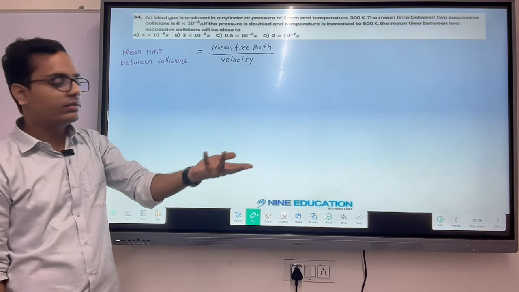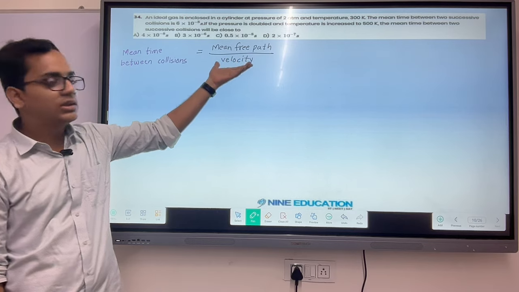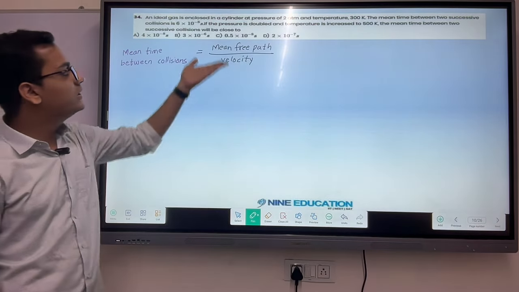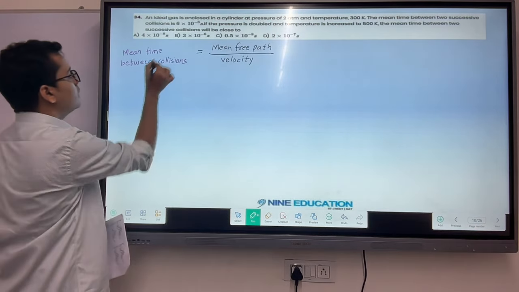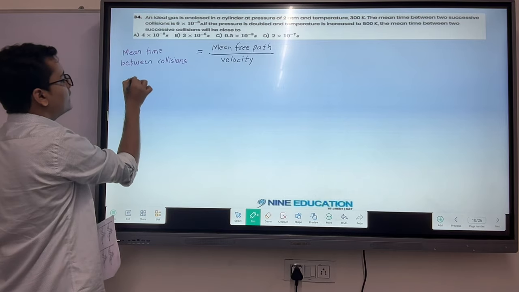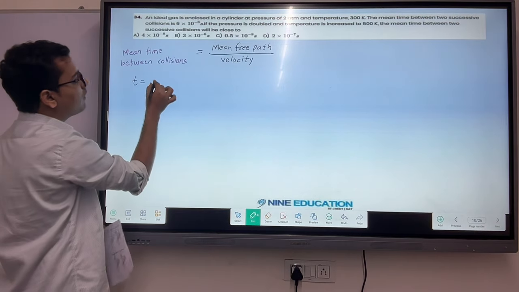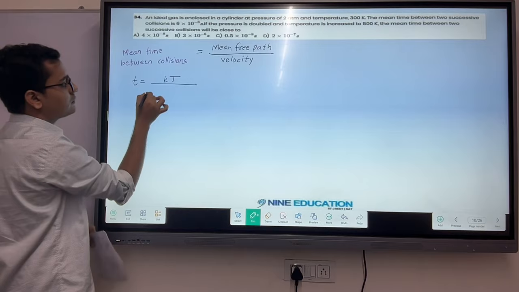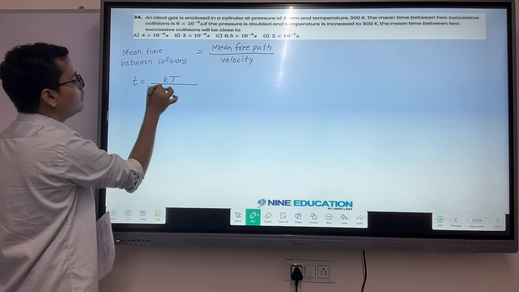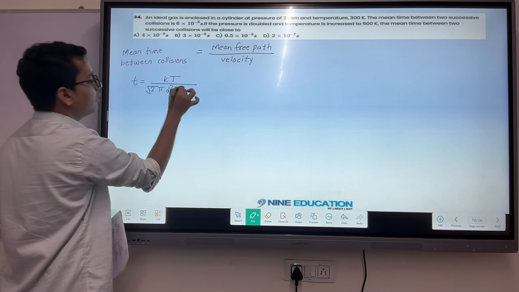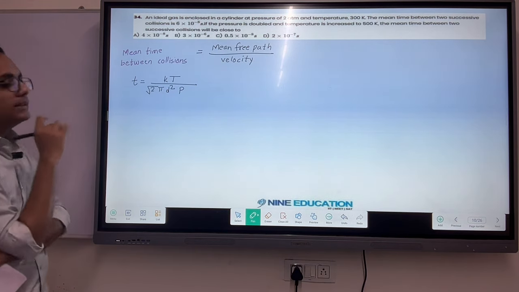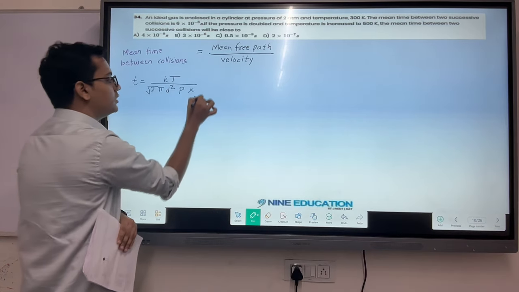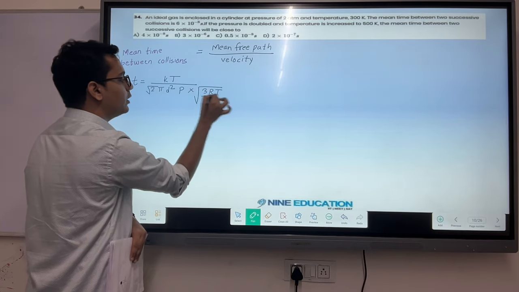And how much velocity is there? With what velocity is it moving? We know this velocity, square root of 3RT by m. So the time between two collisions is going to be distance by velocity. So I can say this time t is basically, what is the formula for mean free path? It is basically kT divided by root 2 pi d square P. Okay. This is the formula for mean free path. What about velocity? Velocity is square root of 3RT by m.